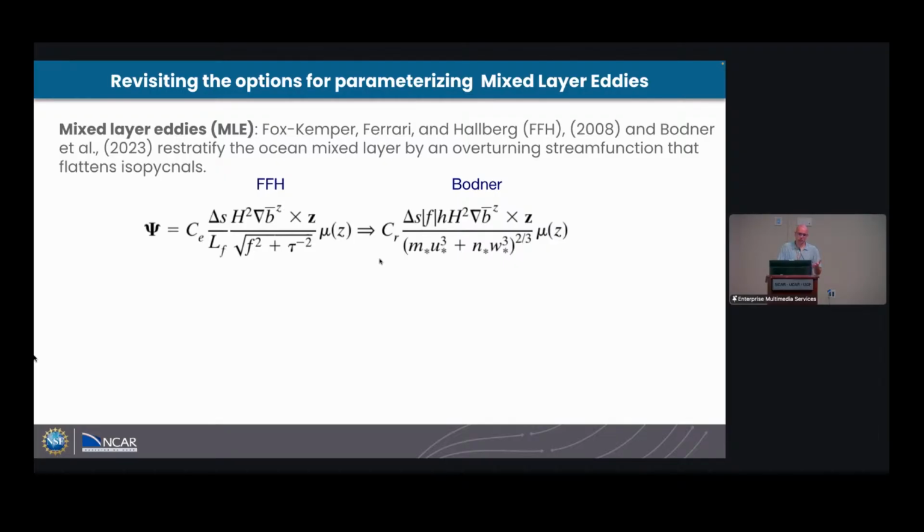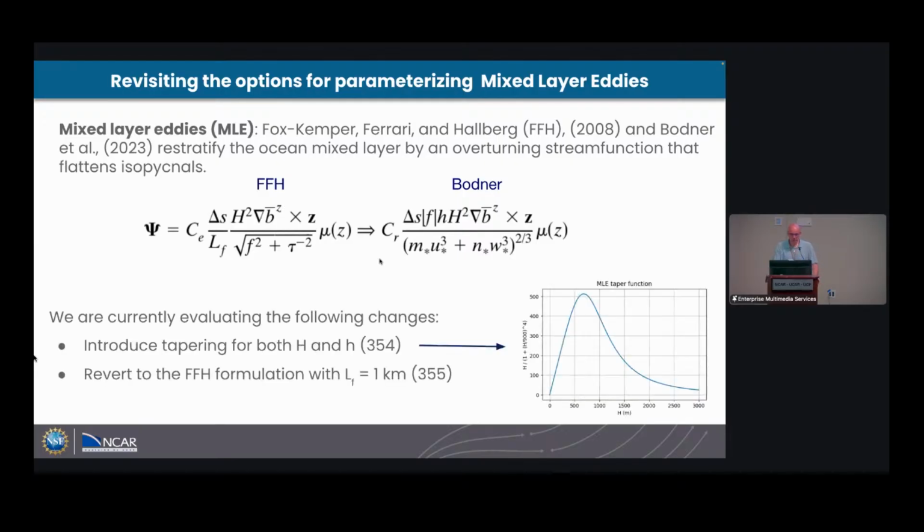They were able to remove the dependence on this fixed length scale, and now you have only one tunable parameter, C sub r, and the frontal length scale is embedded in the expression here. You also got rid of the f squared in the denominator, which is never a good thing, to have f in the denominator. So there are many reasons why we chose to go with Bodner. But it is a new scheme, and we were kind of opening a new can of worms, so we have to be careful when we do that.